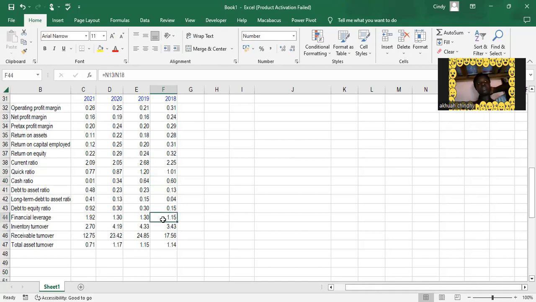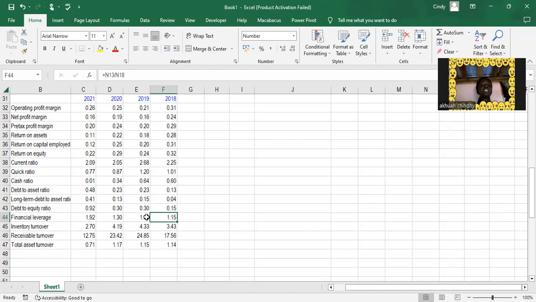Then it means that the business finances its assets using 1.15 debt. You get it? The business finances its assets by using 1.15 debt.